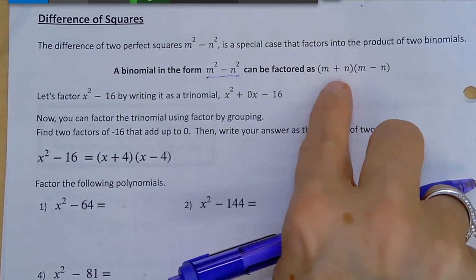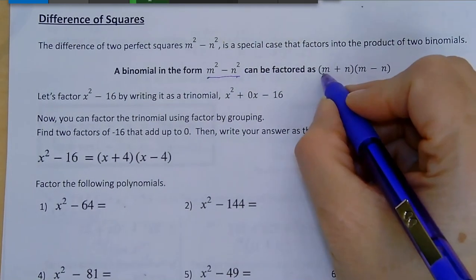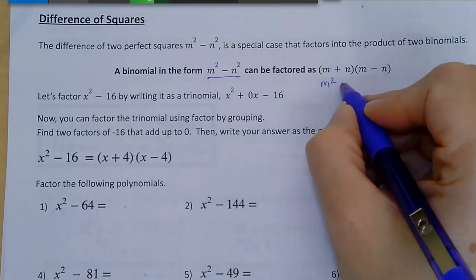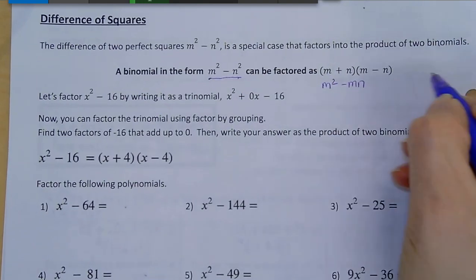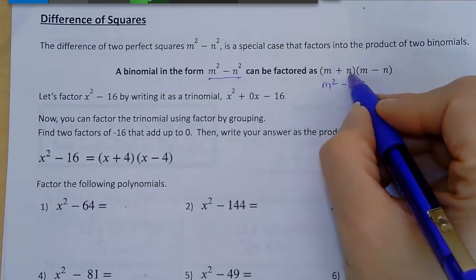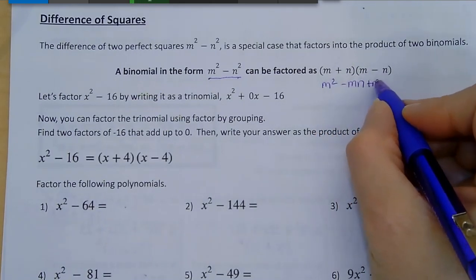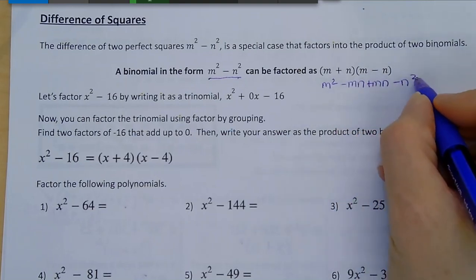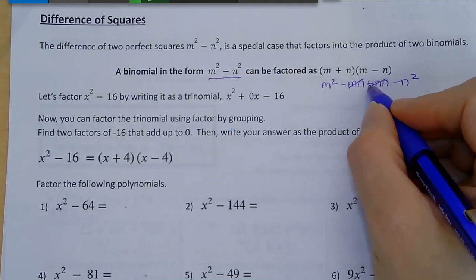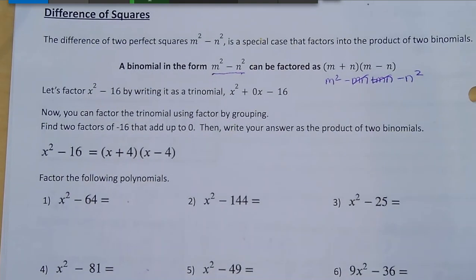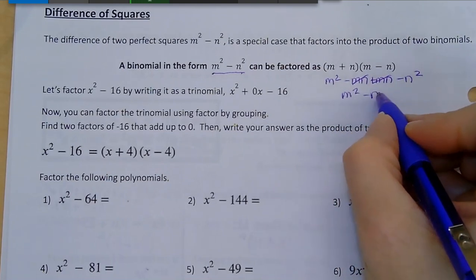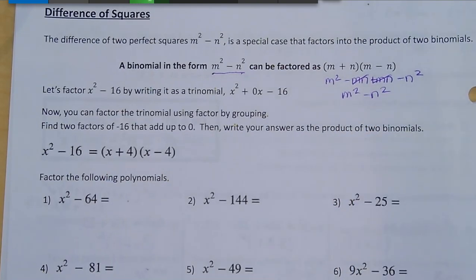Okay, let me do this math and show you that that's true. m times m is m squared. m times negative n is negative mn. This is hard to say. Inside I have n times m, but I'm going to write it as mn. And then last, n times negative n is negative n squared. See how my inside and outside terms, or outer and inside terms, they cancel out, right? The only thing I'm left with is m squared minus n squared. That is always going to happen if you have a difference of squares.